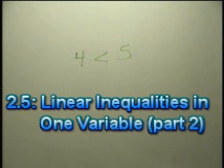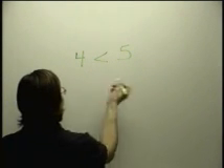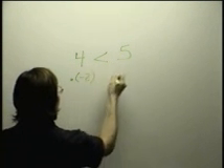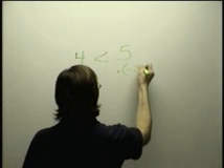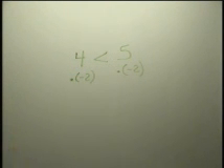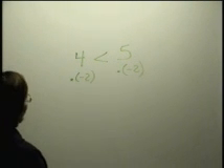Let's see the third and final difference between solving an equation and solving an inequality. Again, 4 is less than 5. What happens if I multiply on both sides by a negative number? We said that if we multiplied on both sides of the inequality by a positive number, we can do that and the inequality symbol will be unaffected.